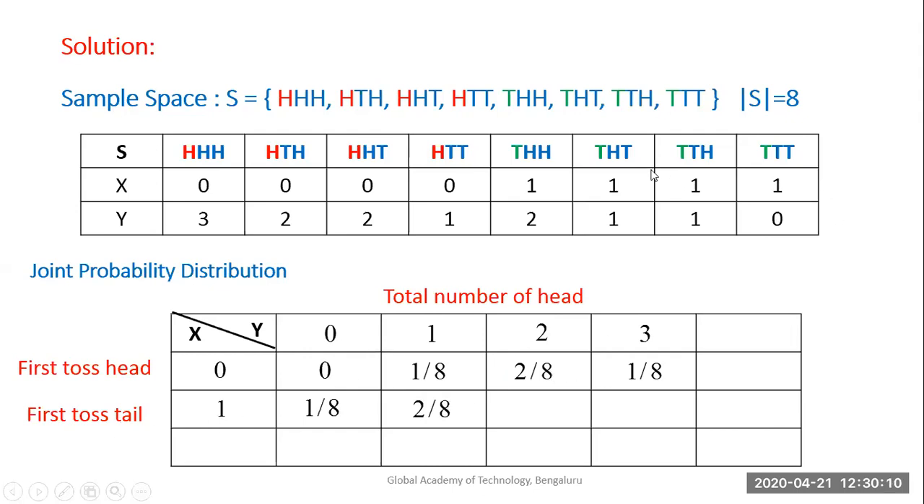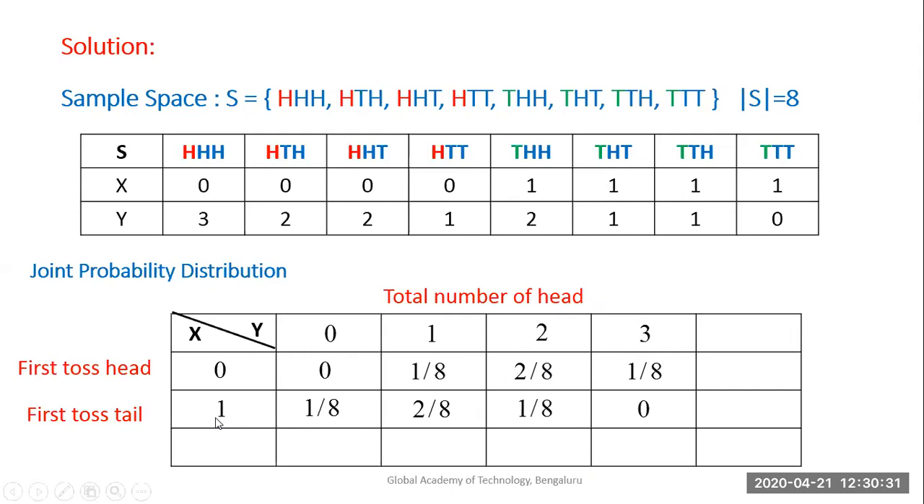X1, Y1. So X is equal to 1, Y is equal to 1. We have 2 possibilities. So probabilities, sorry, X is equal to 1, Y is equal to 2. We have only one possibility. So that is 1 by 8. X is equal to 1, Y is equal to 3.